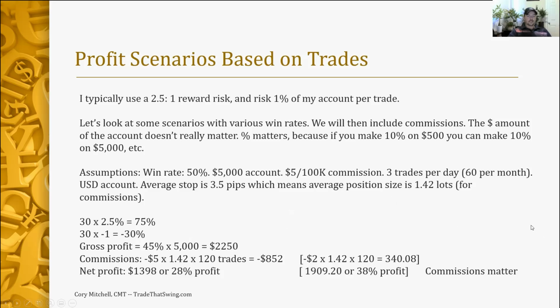So we're taking 60 trades a month. We're 50% profitable, meaning 30 of those trades are going to be losers. We're going to lose 1R on them, and I'm risking 1% of my account per trade. So 30 times minus 1%, my losses account for a minus 30%. But I have 30 wins, which are hitting a target of 2.5%, so my wins are 75%. So I end up with a gross profit of 45%.